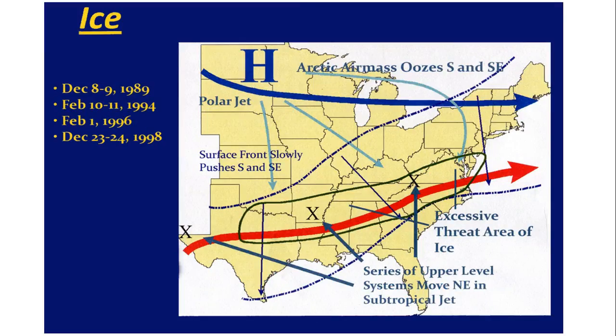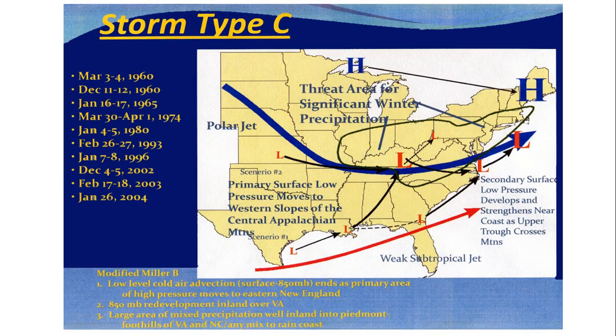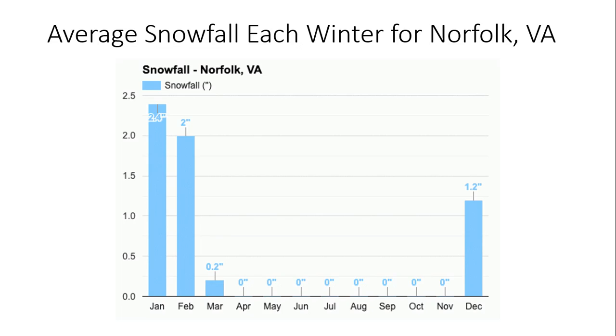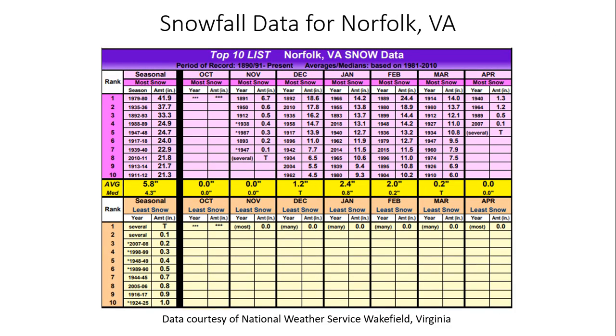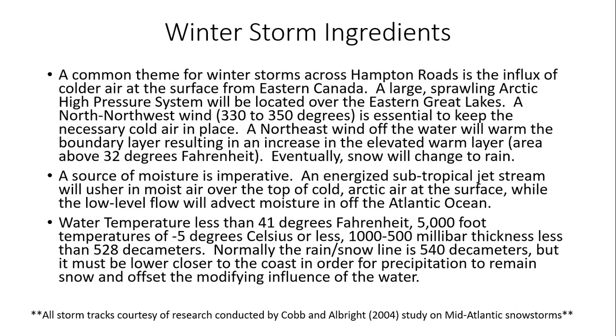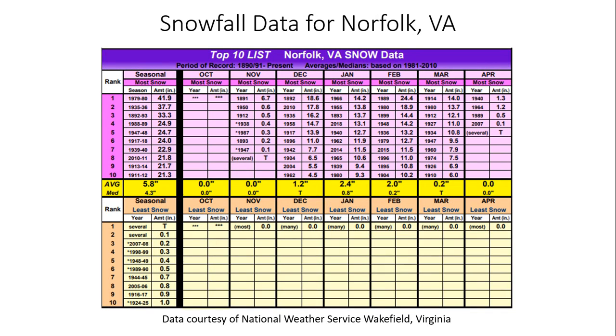I did want to mention these storm tracks, these graphics are from Albright and Cobb in a 2004 study. For the Norfolk snowfall data, this is your top 10 list. The snowiest season in the Norfolk area was the 1979-80 season, where 41.9 inches of snow fell.